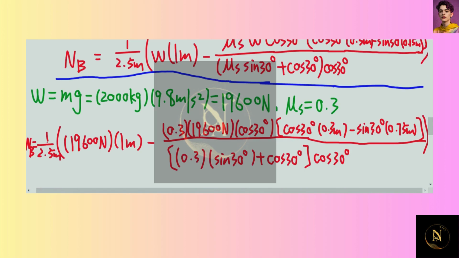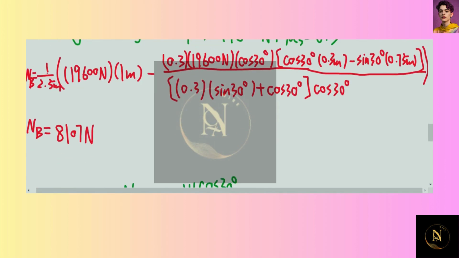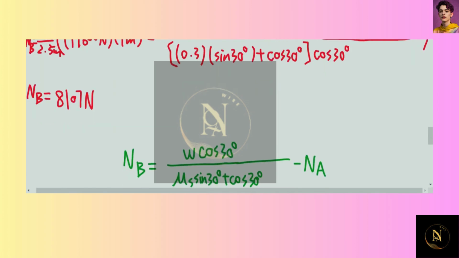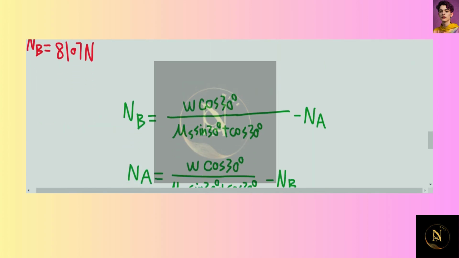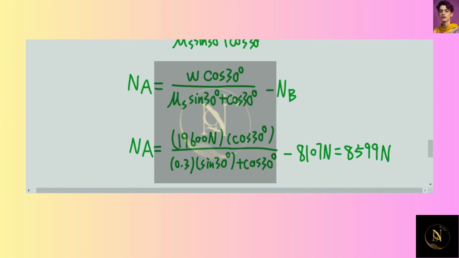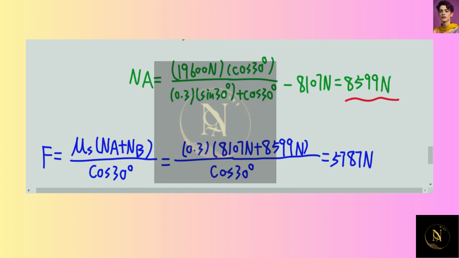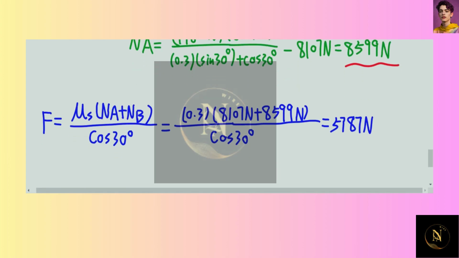Eventually, we have the normal force at point B equal to 81.07 Newtons. Now we can determine the normal force at point A, which is equal to 85.99 Newtons. Now we can determine the towing force, since the towing force is equal to mu s (Na plus Nb) over cosine 30 degrees. Plugging in the values for Na, Nb, and the coefficient of static friction, we eventually have the towing force equal to 57.87 Newtons. And this is the answer for this question.